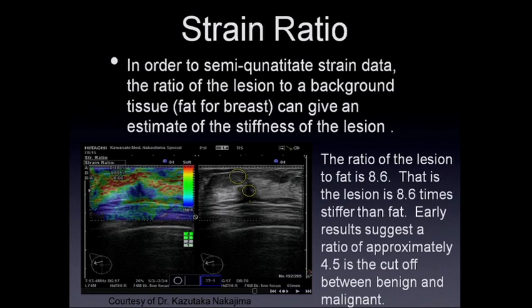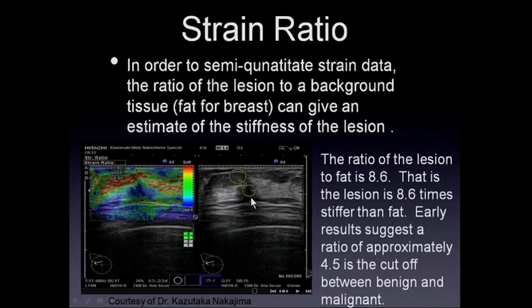In a way, we can do a semi-quantitative process to look at the strain data by looking at the ratio of the strain numbers for the lesion versus fat. This can give us a relative idea of how stiff a lesion is. Here we've got a lesion that's hard, being blue in this color scheme, and we've got fat. We can place a region of interest over the lesion as well as over fat, get the strain numbers for these two, and then do the ratio.